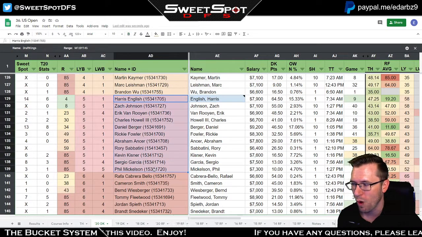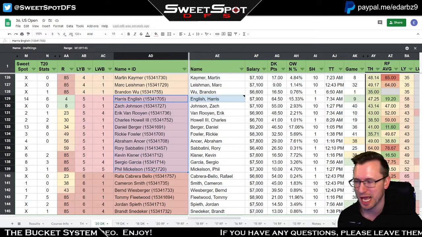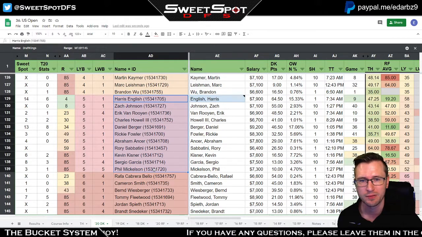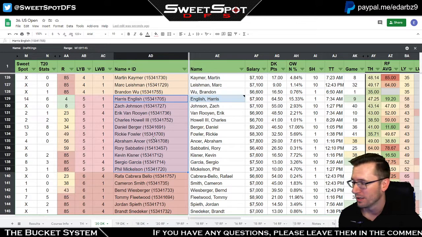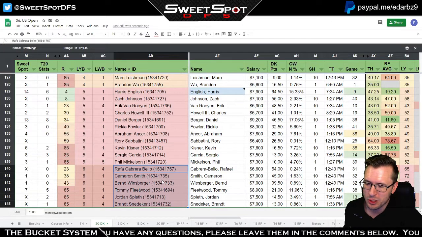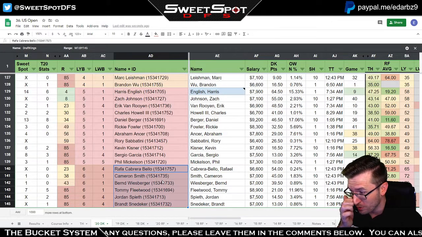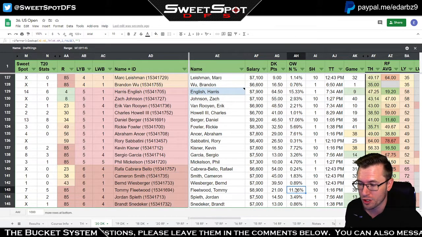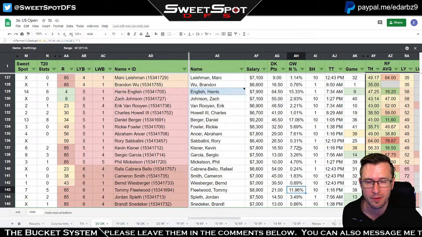Therefore, you didn't want to really invest heavily on the last year 5s. Doesn't mean don't play it. But if we come down to last year 6s, there's maybe two notable golfers, but there's really one notable golfer that garnered 12% ownership, and that was Tommy Fleetwood.